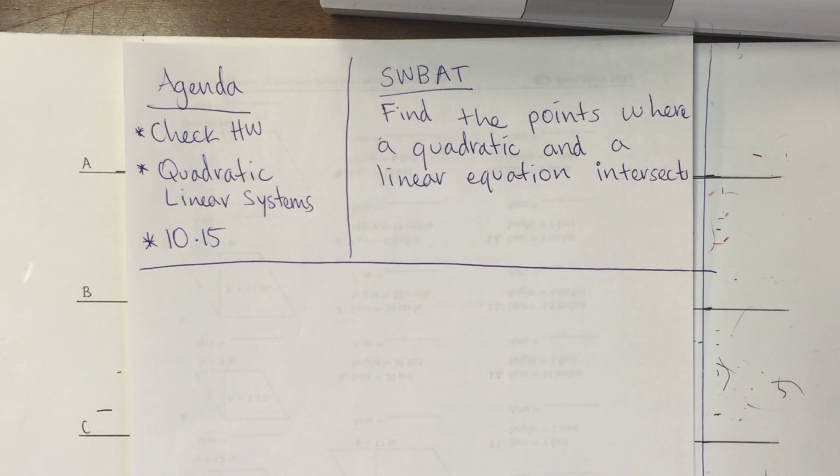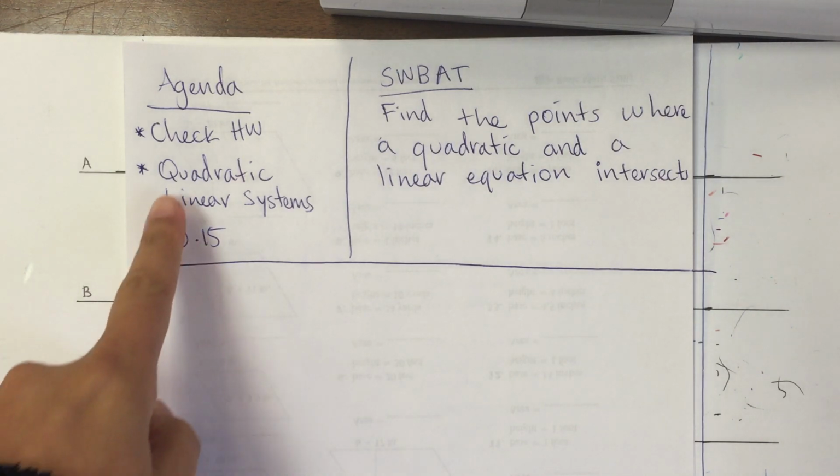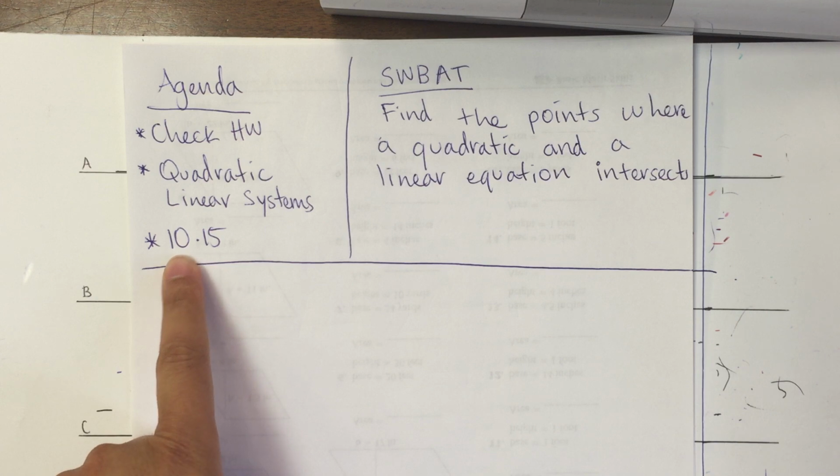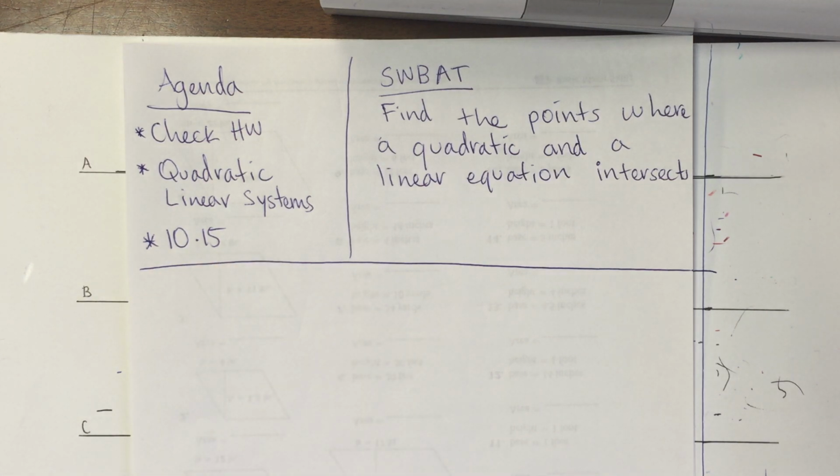Hello students, today's agenda is to check your homework. We're going to learn about quadratic linear systems, and your assignment for today is 10.15. Today students will be able to find the points where a quadratic and a linear equation intersect.